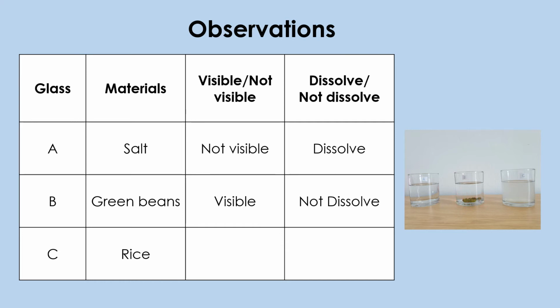Next, look at glass C. The material inside glass C is rice. At the end of the investigation, can you see the rice inside glass C? Yes, we still can see the rice. So here we write visible. How about dissolve or not dissolve? Does the rice dissolve in the water? If you can see the rice, then it is not dissolved in water. So you write here, not dissolve.